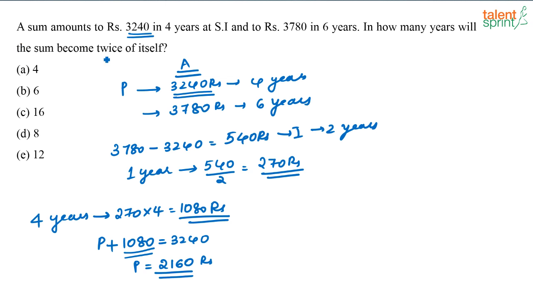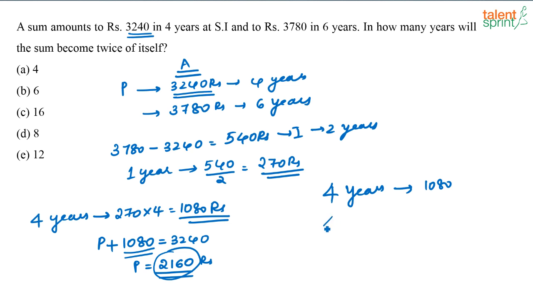In how many years will the sum become double of itself, or in how many years will the interest be equal to the principal? See, when will the sum become double of itself? The sum will become double of itself when the principal and the interest are equal, correct? So when will that happen? I can see very clearly that in a period of 4 years I have got 1080 rupees of interest, which is nothing but half of the principal, right? My principal is 2160 rupees. Half of 2160 is nothing but 1080, right?